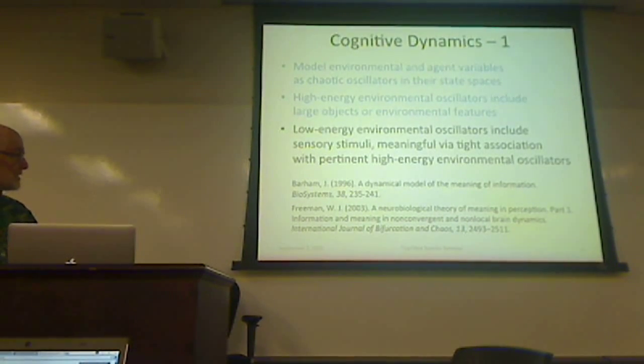Low energy environmental oscillators include sensory stimuli. Light reflects off this thing. The light reflecting off this thing over time has a trajectory. That trajectory is a low energy environmental oscillator. And it's meaningful by a tight association with pertinent high energy environmental oscillators. It has very tight association with this, and the light coming off of this one would not have tight association with the light coming off that one, or with the light coming off me.